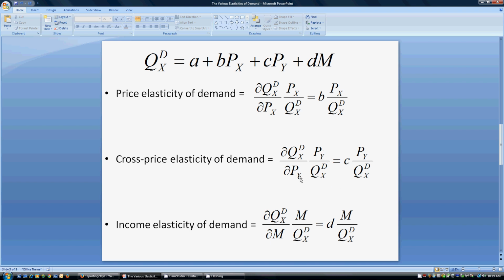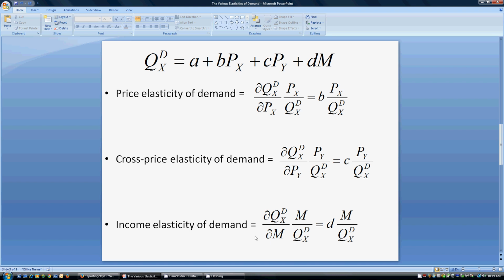So in this setup, the partial derivative, the first part of this formula, is just going to be the coefficient in front of the P subscript Y variable. In this case it's C. And then we're going to multiply that by the price of good Y divided by the quantity demanded of good X.